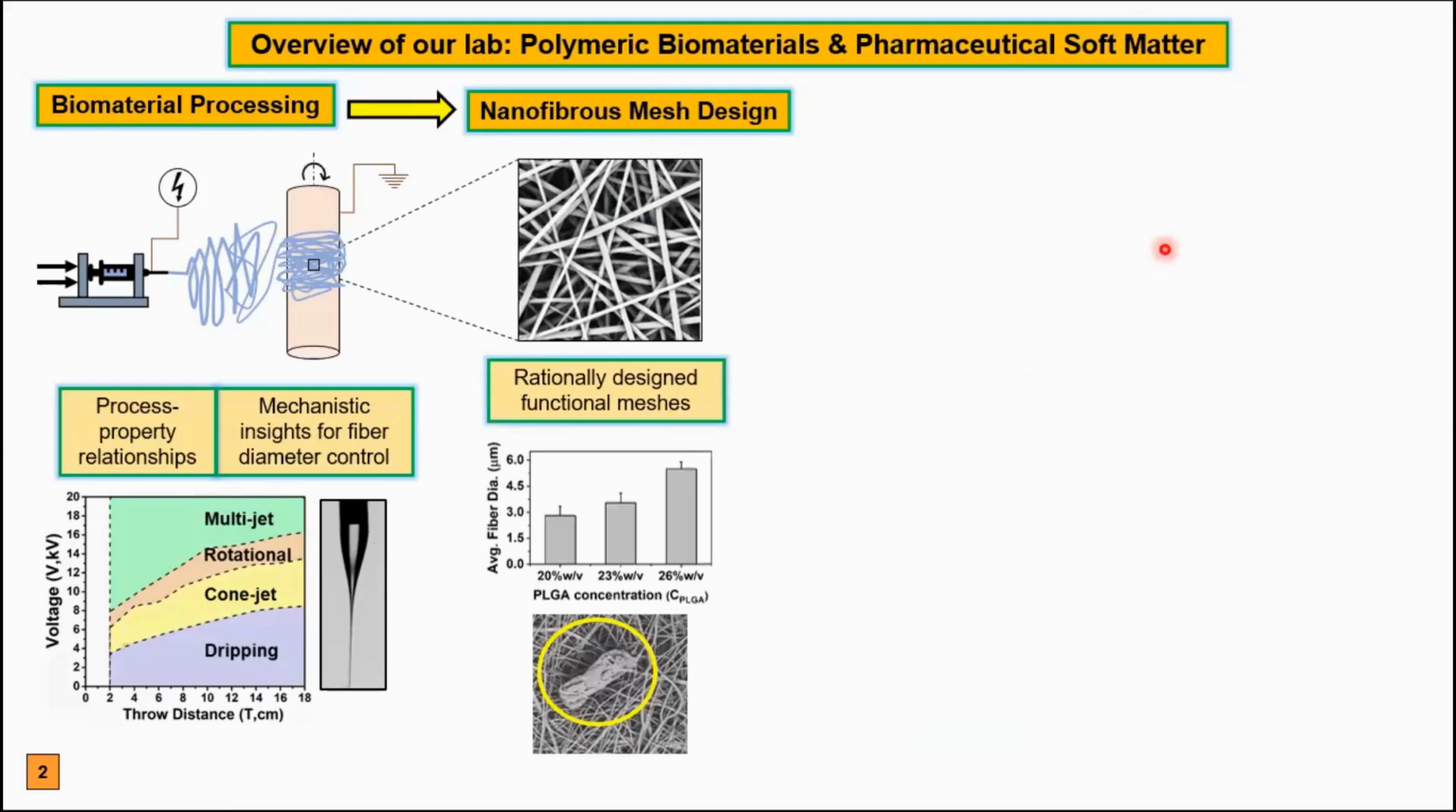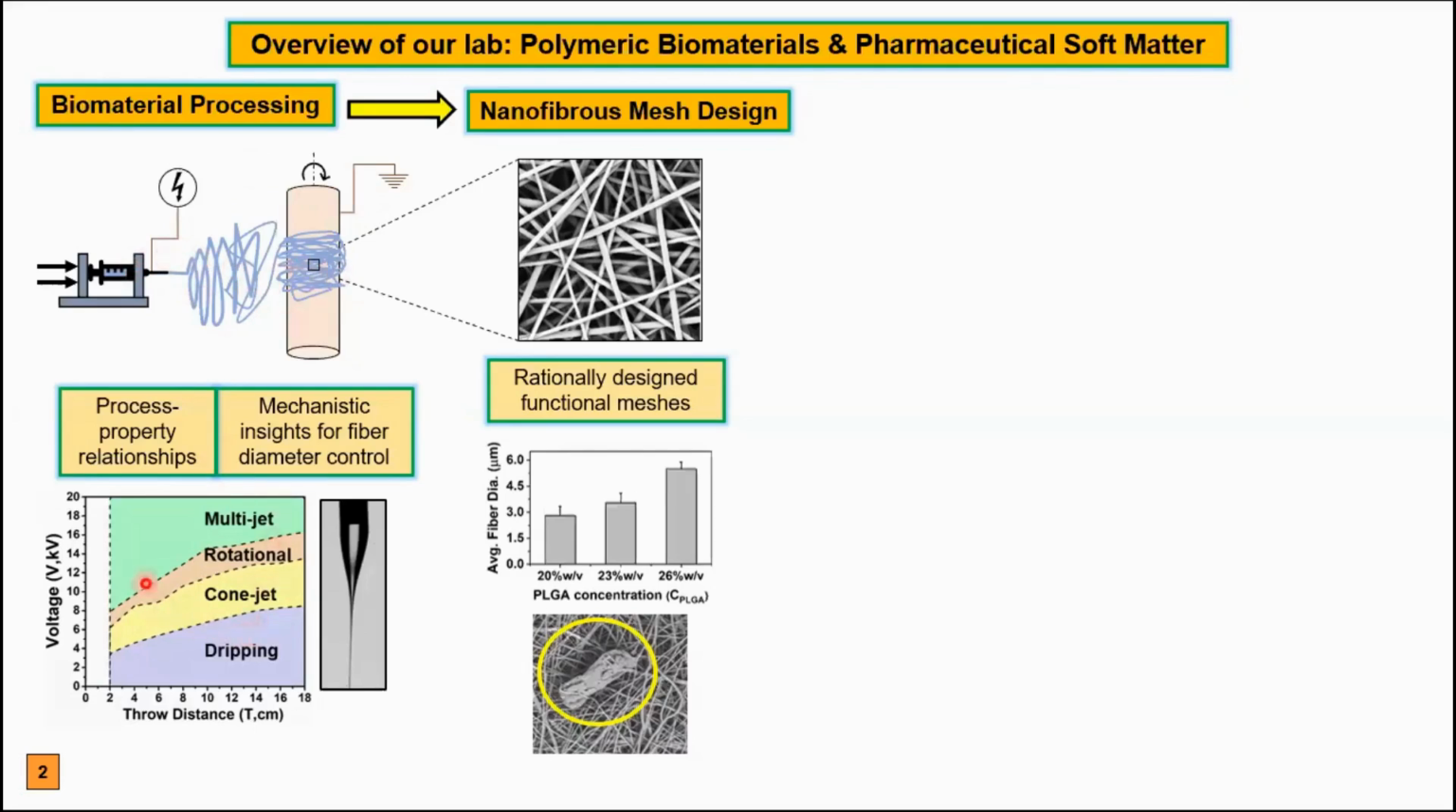Broadly, like I said, our lab is interested in processing of polymeric biomaterials and pharmaceutical soft matter. And one of the bread and butter of our lab has been this process of electrospinning, which I'm going to talk about in just a little bit. But very briefly, it's a process to process polymeric solutions and make fibrous meshes. And on the processing aspect, we're more interested in understanding how polymer solutions interact with electric fields and how the charge plays a big role in forming fibers, right from the application of charge all the way to the point where the fibers get collected.